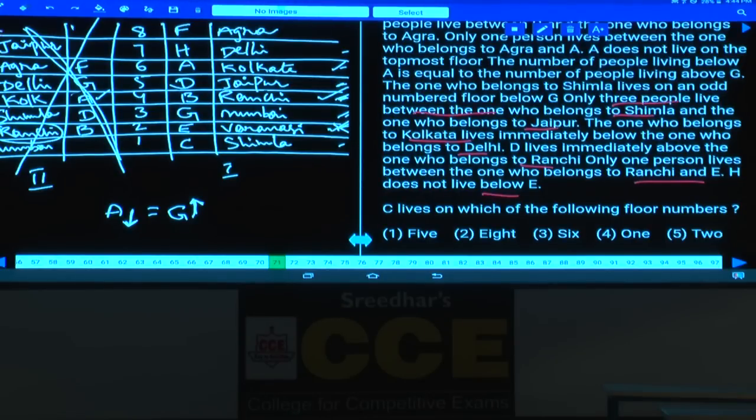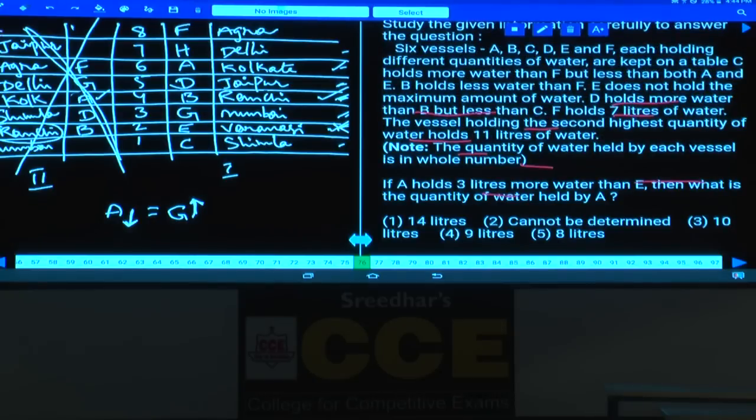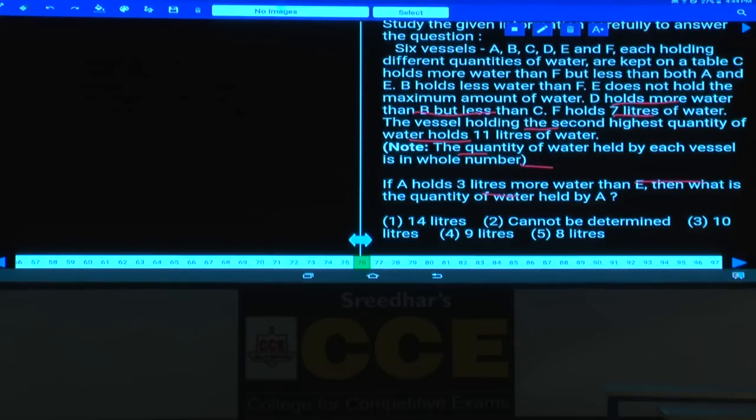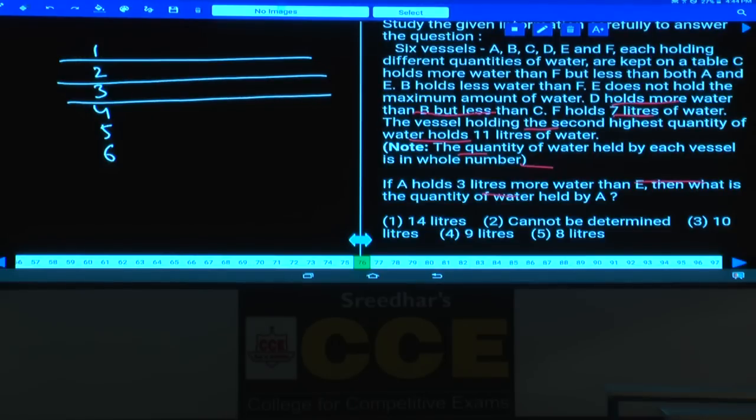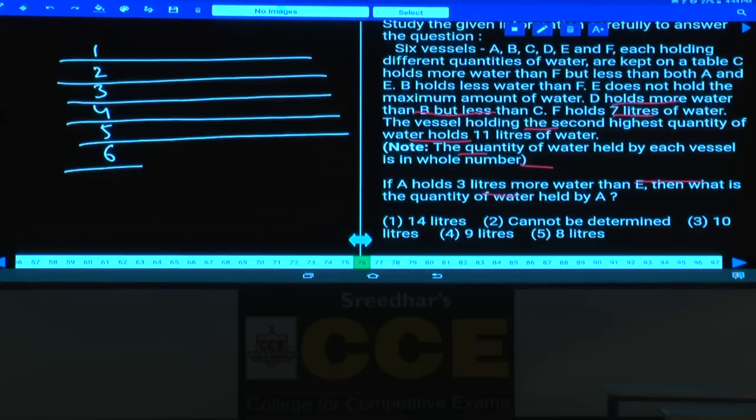Now question number 76 onwards. C holds more than F. Now in total we have some 6. Now these 6 are arranged in the ascending order or the descending order on a table. Now 6 vessels are there, 1, 2, 3, 4, 5 and 6, and these 6 vessels hold different quantities of water.